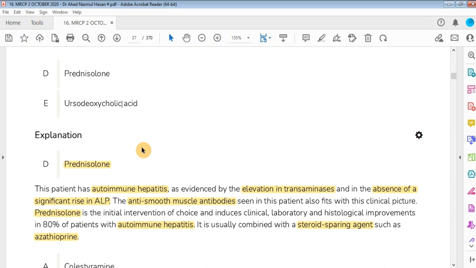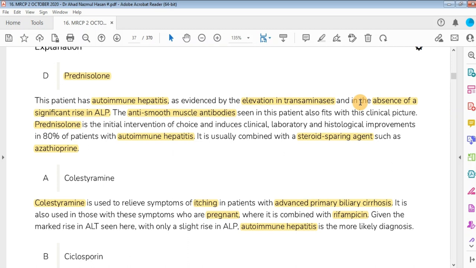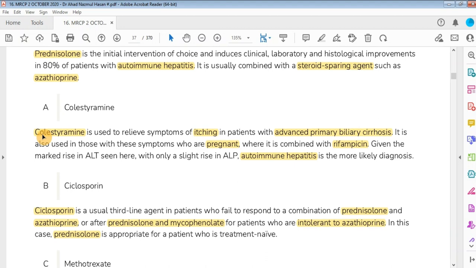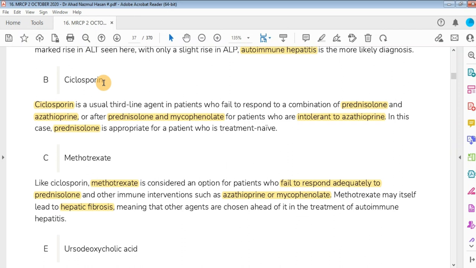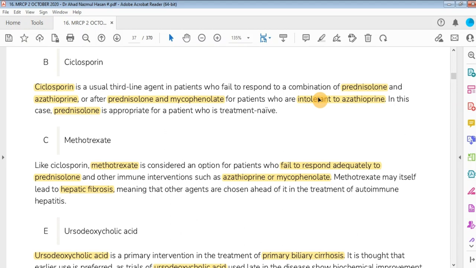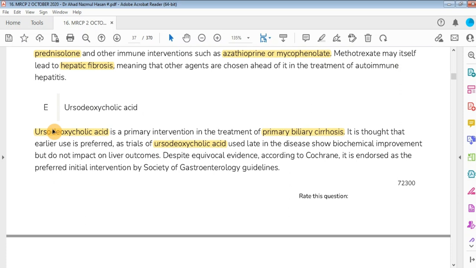This patient has autoimmune hepatitis as evidenced by elevation in transaminase, and in the absence of a significant rise in ALP, the ASMA seen in this patient also fits with this clinical picture. Prednisolone is the initial intervention of choice, inducing clinical, laboratory and histological improvement in 80% of patients with autoimmune hepatitis. It is usually combined with a steroid-sparing agent like azathioprine. Cholestyramine is for the management of itching in advanced PBC or PSC. Cyclosporine, if there is no response to prednisolone or the steroid-sparing azathioprine as well as methotrexate. Methotrexate is indicated if no response to prednisolone. And ursodeoxycholic acid for the management of itching or pruritus in early PBC or early PSC.